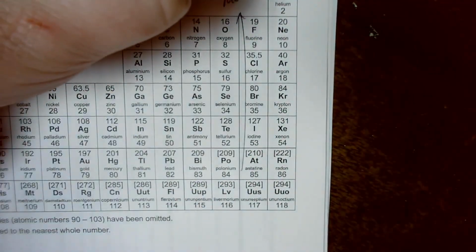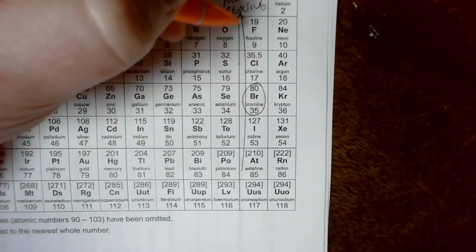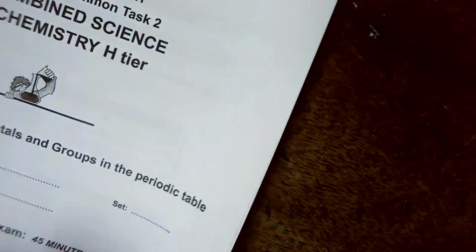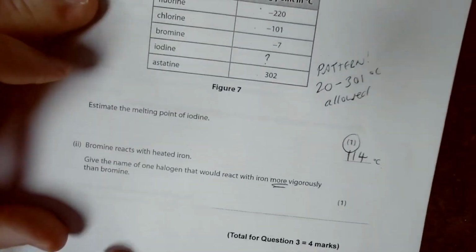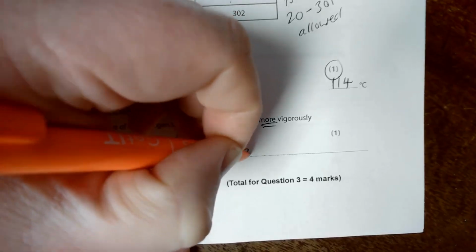It gets more reactive as you go up the group, whereas the group 1 metals go the other way. So we've got a choice of chlorine and fluorine. Doesn't matter which one you pick. Which one would react more vigorously than bromine? Chlorine, or you could put fluorine. It's just got to be more reactive than bromine, so you go higher up.